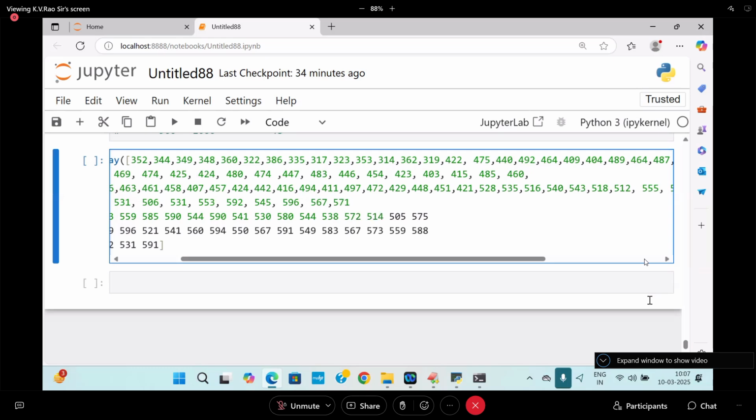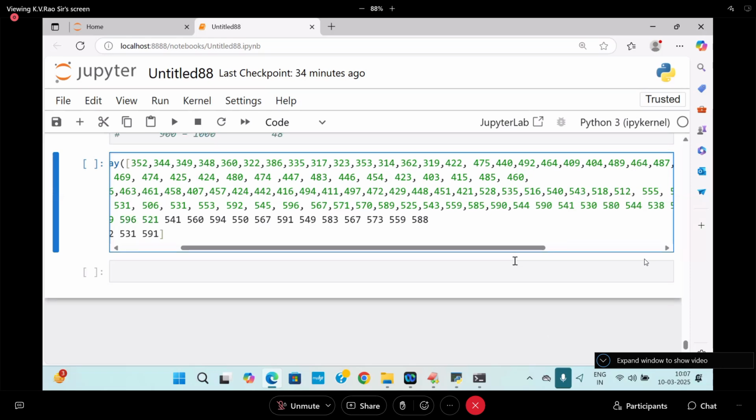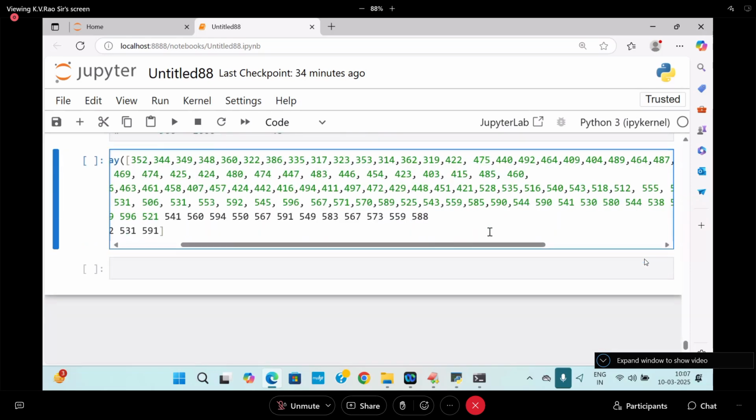We can do it in a simple way also. What is that way? 300 to 1000. Totally how many values? 400 values you can take. So that is one kind of picture I am taking into consideration here. So this value you need to do.